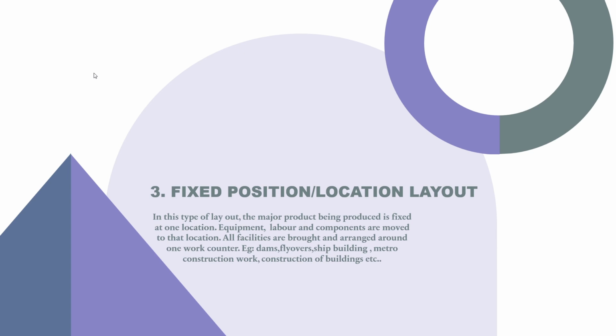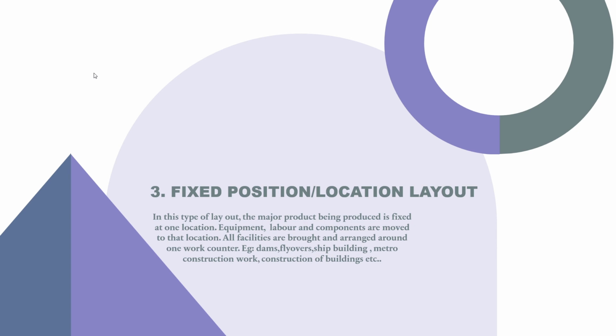Fourth advantage is adjustments can be made to meet shortage of materials or absence of workers by changing the sequence of operations. Disadvantages of fixed position layout is, first one, production period being very long, capital investment is very high. Second one, very large space is required for the storage of material and equipment near the product.